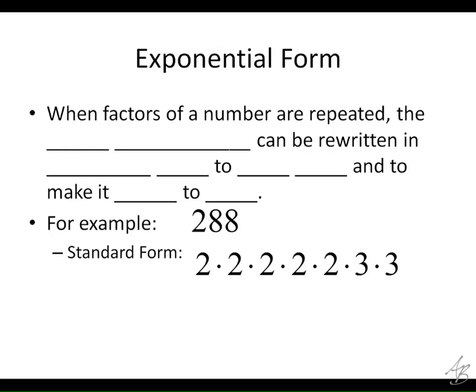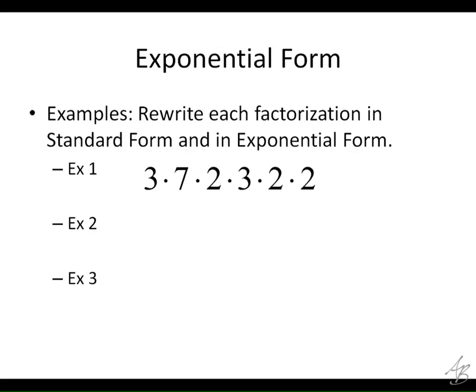What would the exponential form look like? Okay, it would be 2 to the 5th power times 3 to the 2nd power. So the exponential form is a lot shorter. And even with just a few 2's here, I have to still count them, 1, 2, 3, 4, 5, before I know it's 2 to the 5th power. All right, so this way it's going to make it easier to read because we don't have as many numbers written out there. Okay, so here are the examples that we're going to do.